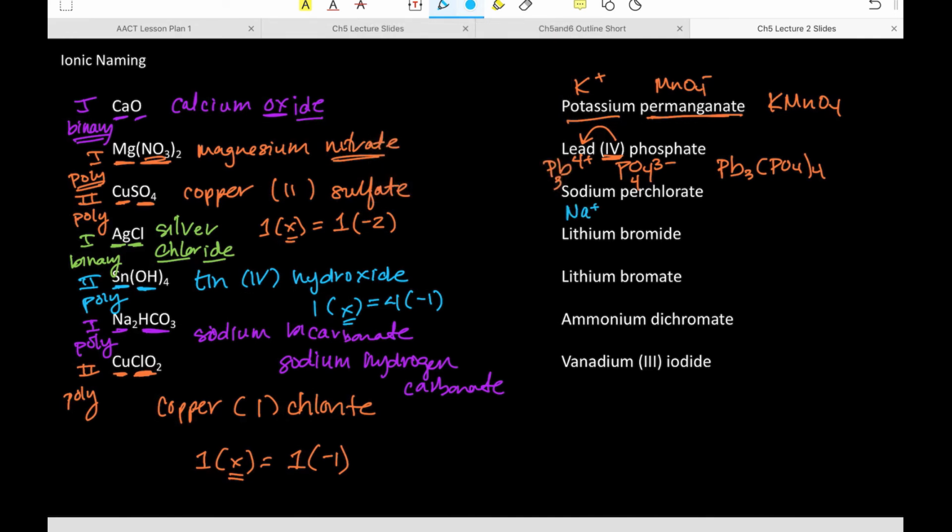So sodium is Na+, perchlorate is ClO4 minus, right? That one's easy, 1 of each. Lithium is plus bromide here. Ide means it comes from bromine as an ion, right? So LiBr, right? Lithium bromate. And you might be like, oh, lithium bromate. What is that? What am I supposed to do here?